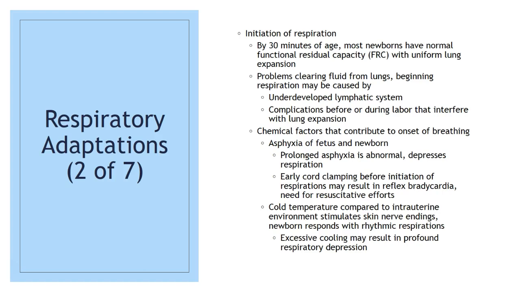And problems occur when fluid isn't cleared from the lungs. We could be looking at kids who have an underdeveloped lymphatic system. So it could be some type of developmental issue, genetic problem, or kids that have had a complication before or during labor that interferes with lung expansion. There might also be different types of chemical factors that contribute to the onset of breathing.